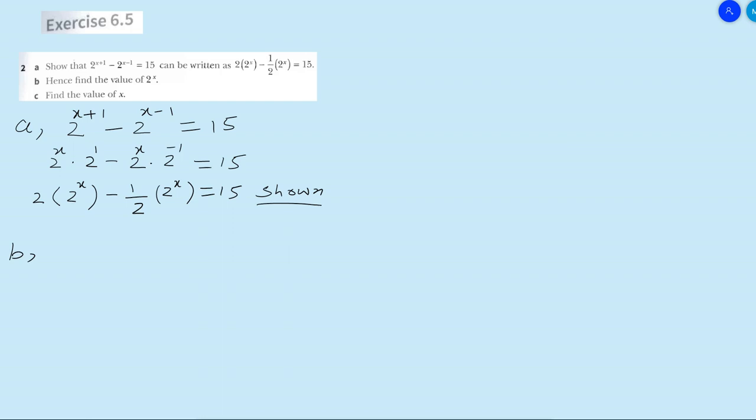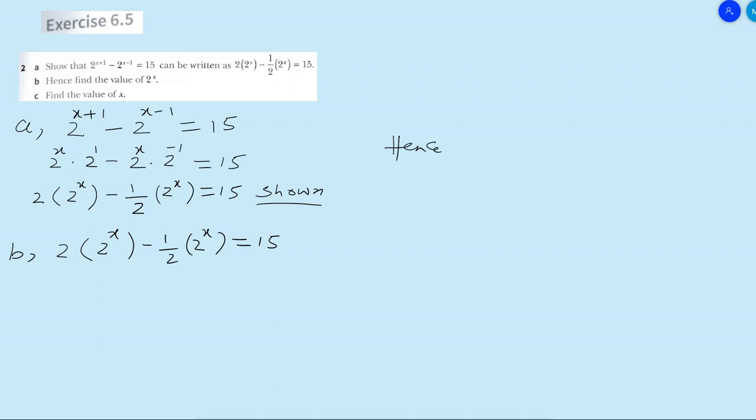But before we find the value of 2 power x, keep in mind we have to apply the method of substitution. First, we have to take the answer of part A, and please keep in mind whenever you see the word hence immediately after the previous part, it means we have to use the answer of the previous part. So this is part B, hence find the value of 2 power x, means we have to take the answer of part A. What is the answer of part A? 2 multiplied by 2 power x minus 1 upon 2 multiplied by 2 power x is equal to 15. This is the answer of part A.